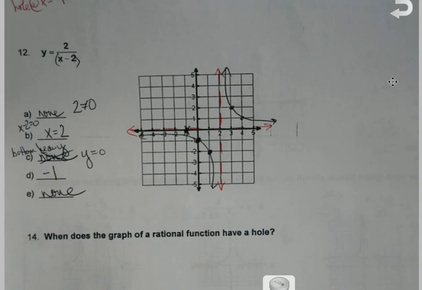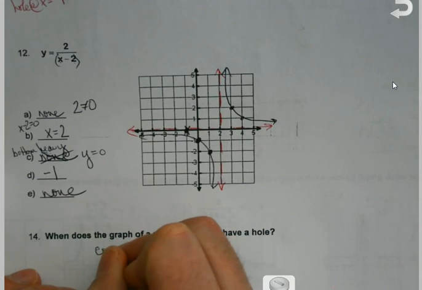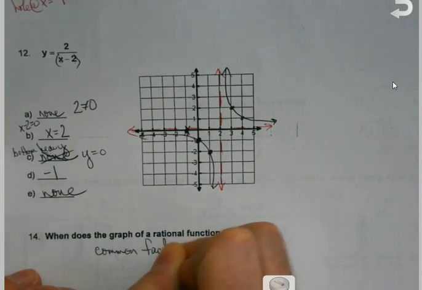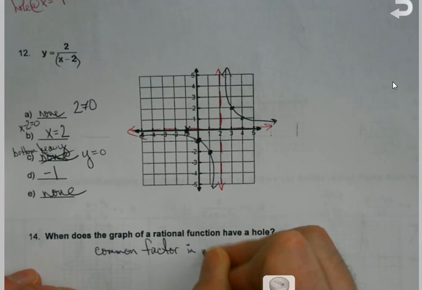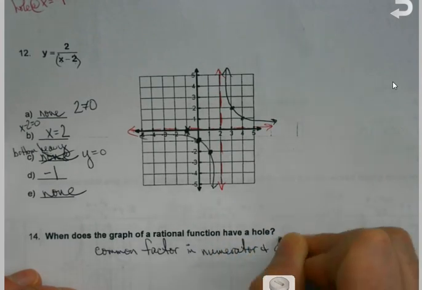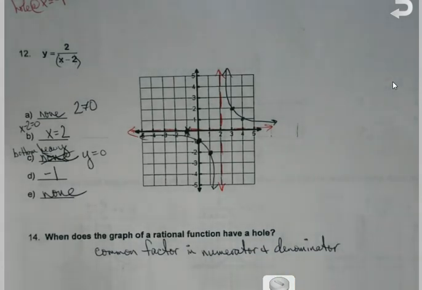So let's see. When does the graph of a function have a hole? If you were asked to describe that, how would you do that? All right. We have a common factor in the numerator and denominator. That's why we always try to factor first. Well said.